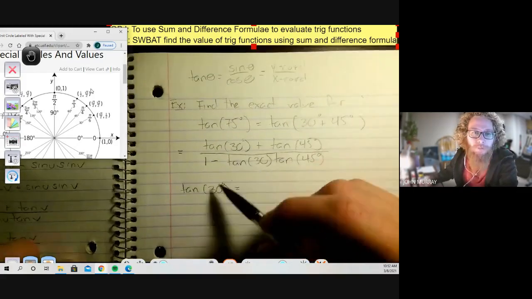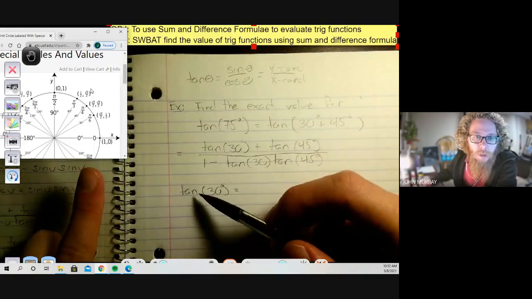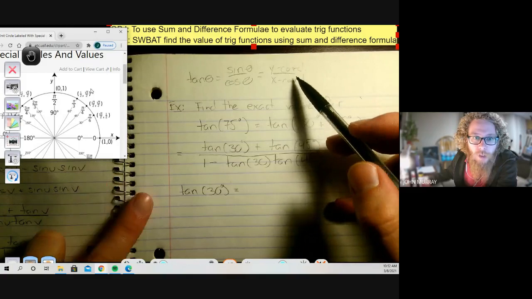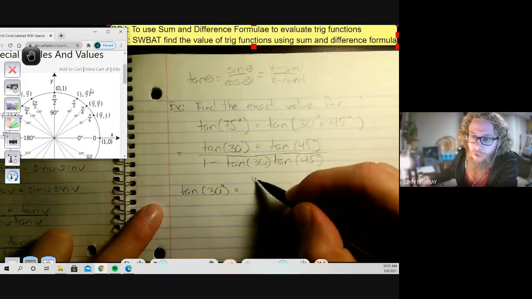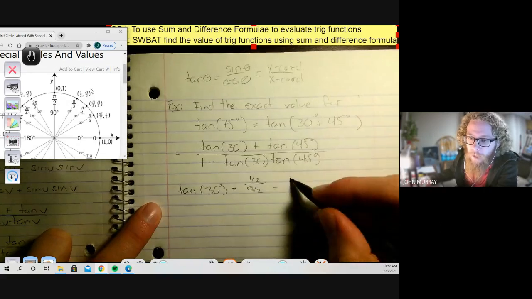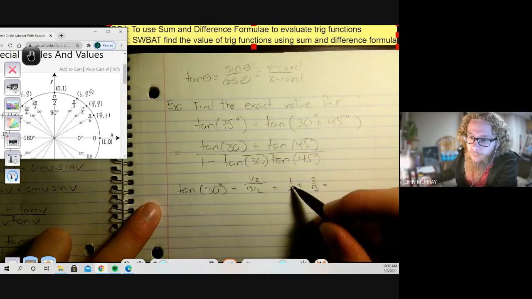So the tangent of 30. Looking at our 30 degrees over here at our unit circle, the y is 1/2, the x is √3 over 2. So I'm going to have 1/2 over √3 over 2. I keep, change, flip.